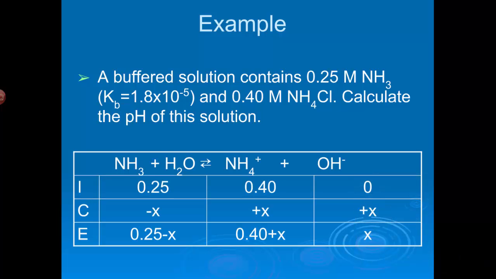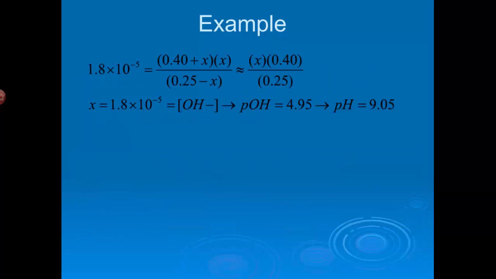So NH3 plus water will give you NH4 plus and OH minus. We have an initial concentration of 0.25 molar for NH3, an initial concentration of 0.40 molar for NH4Cl. No hydroxide to begin with, but the change will happen as we would expect. We get new equilibrium concentrations. We put those into our Kb expression, and we make the approximation, and we find that x is equal to 1.8 times 10 to the minus 5, the hydroxide concentration. pOH is 4.95, therefore pH is 14 minus 4.95, or 9.05.